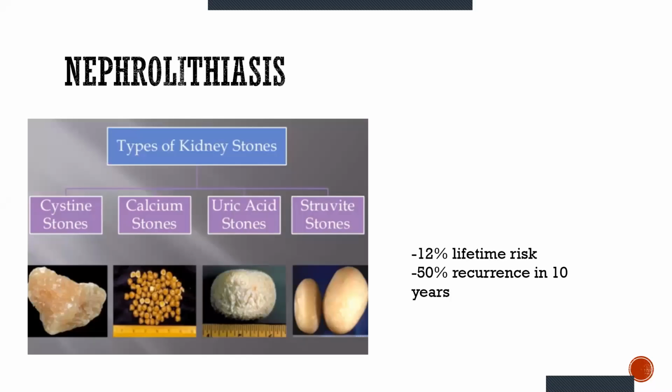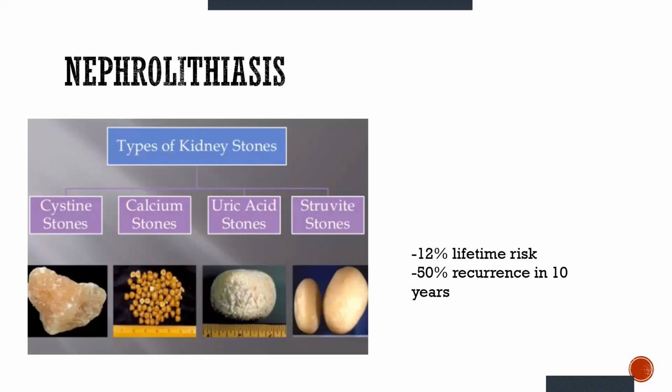Next slide. Because we're on the topic of hematuria, I did think it would be reasonable to talk a little bit about kidney stones too, because this is common. I'm going to talk more about the medical side of kidney stones, not the surgical side. I'll let the urologists deal with that. But common, 12% lifetime risk, and if you've had one, you have a high chance of a recurrence.